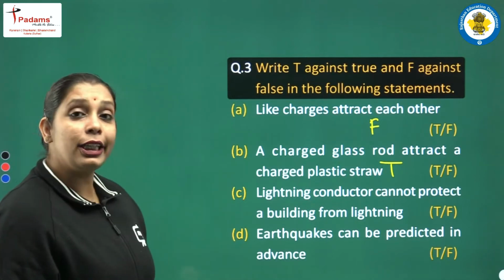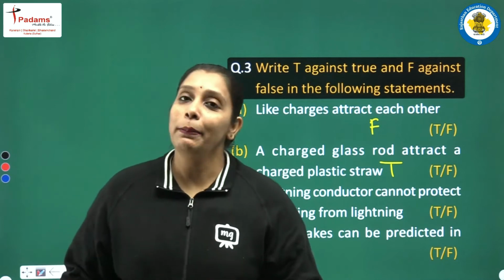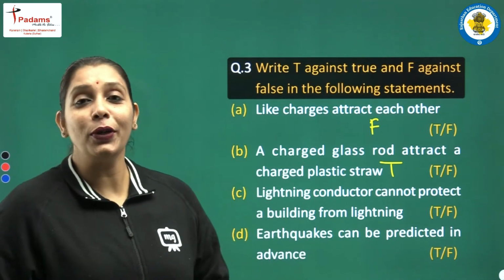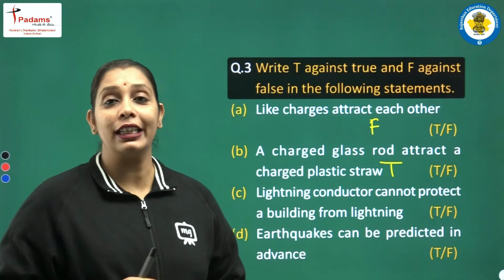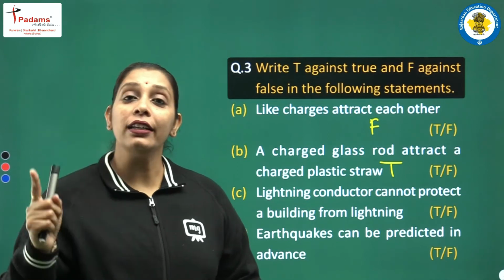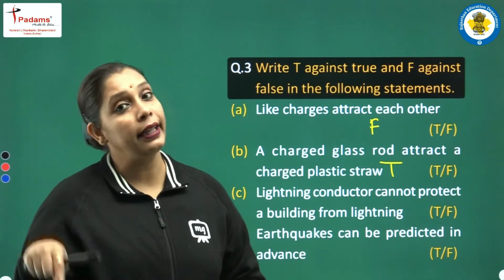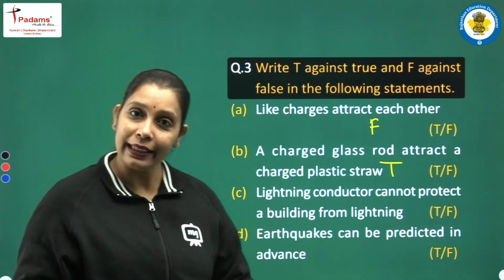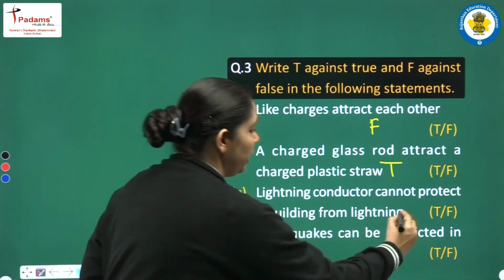Lightning conductor cannot protect a building from lightning. अरे भाई वो तो प्रोटेक्शन के लिए ही तो है. हमने पढ़ा था कि बिल्डिंग्स के ऊपर हम एक रॉड लगाते हैं एंड जब भी कभी लाइटनिंग होती है तो वो क्या करता है, वो जितना भी चार्ज एक्वायर करता है उसको कहाँ ट्रांसफर कर देता है, अंडर द अर्थ. क्लियर एवरीबॉडी? सो इट इज फॉल्स.